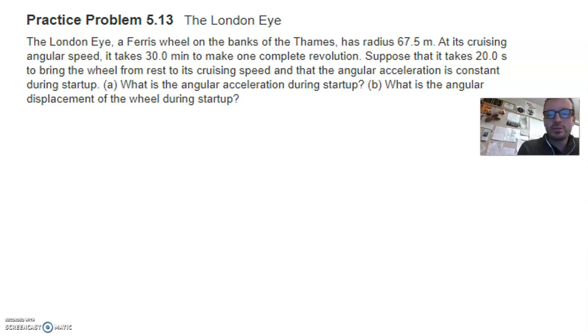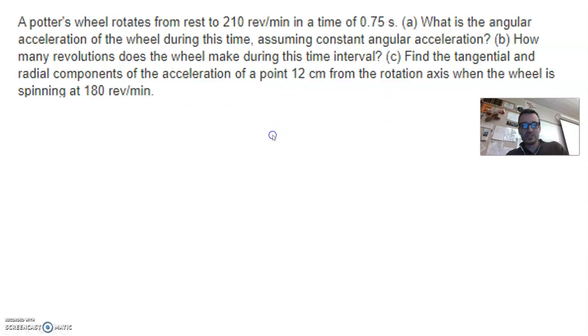The London Eye Ferris wheel on the banks of the Thames has a radius. Oh, sorry, that's the second one I wanted to do. My bad. Good start to the video.